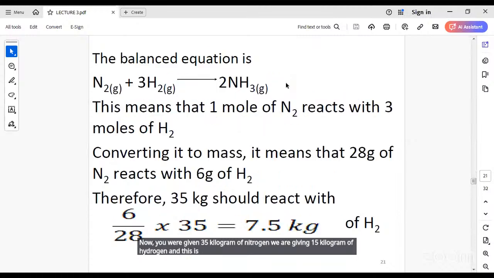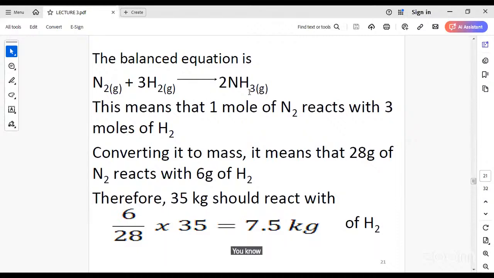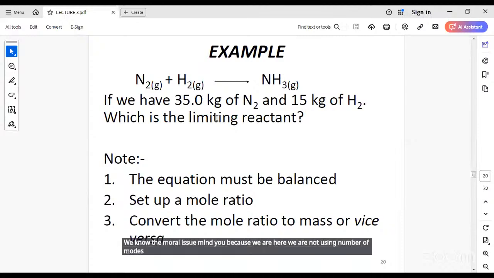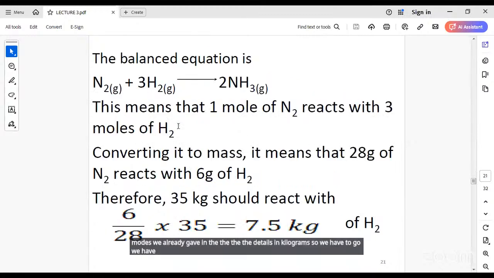First of all, you have to balance your equation. We are sure our equation is balanced. We know the mole ratio. Mind you, because we are here, we are not using number of moles. We are already given the details in kilograms. So we have to carry out our calculation in kilograms.